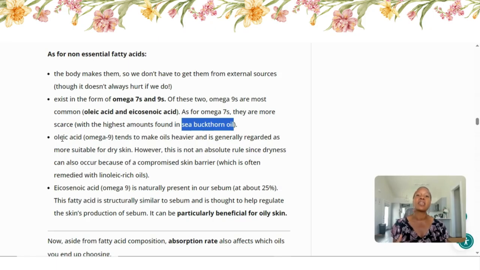Now, continuing on with the non-essential fatty acids, there's also oleic acid, which is an omega 9. One of the properties of this fatty acid is that it tends to make oils feel heavier and is generally regarded as being more suitable for dry skin. Okay. Now, again, this is not a hard and fast rule. This is just a general tendency of this fatty acid, but there are plenty of oils out there that are high in oleic acid that are not necessarily heavy or don't feel overly greasy. So do keep in mind that this is not a 100% rule.